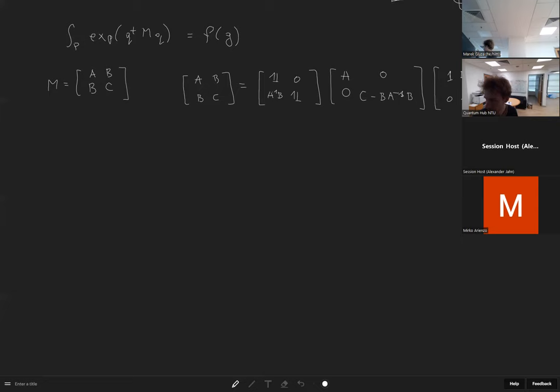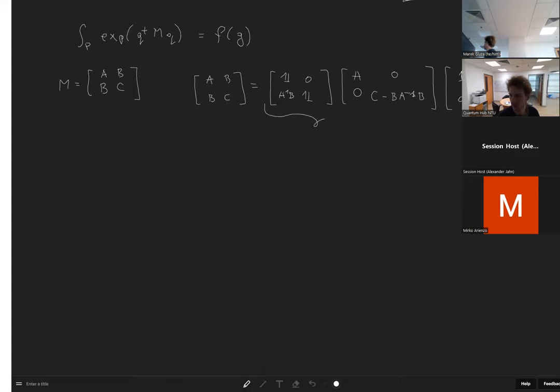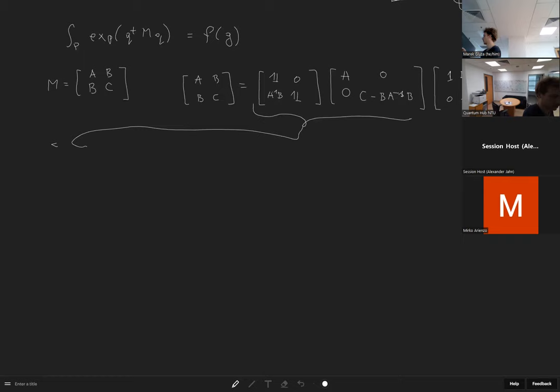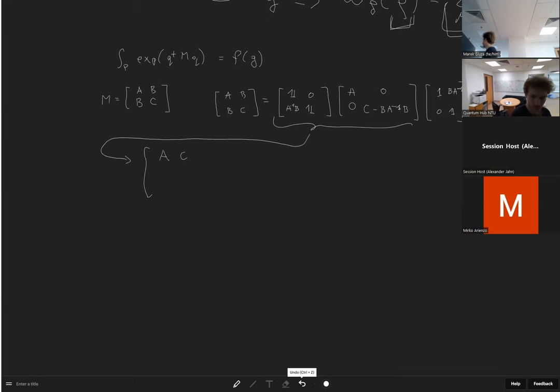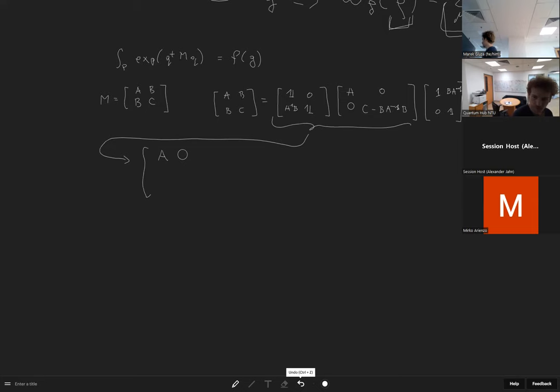Okay, the pen is not touching. The idea is that once we start multiplying, things will cancel. So first I will multiply those two together. First one with identity, I get A. Then one with zero, I get a zero. Then A minus one B with A, and I already see that this is not canceling correctly.